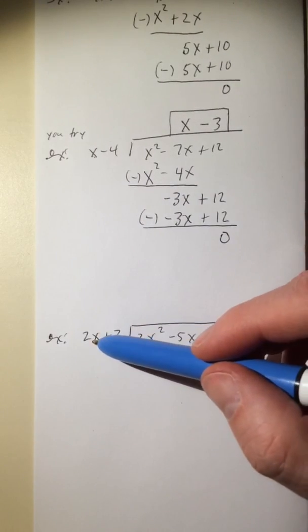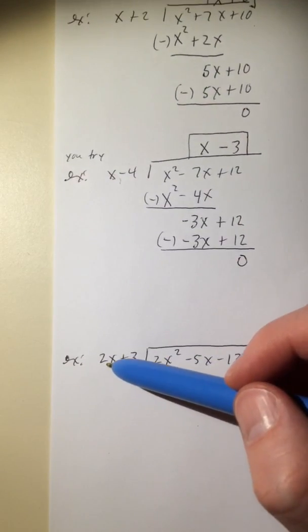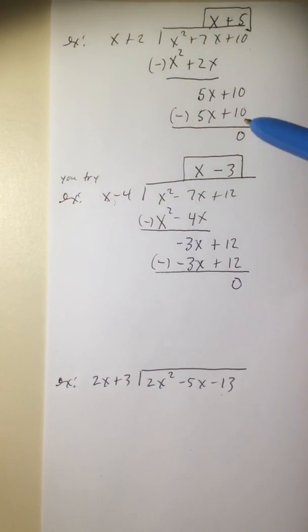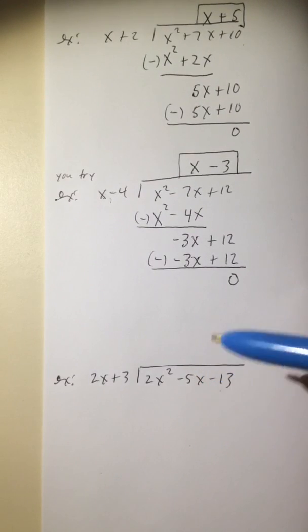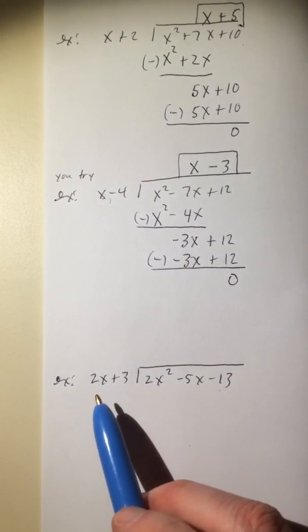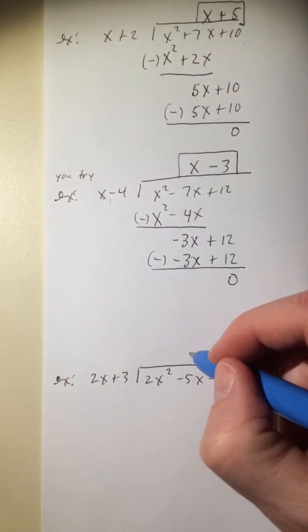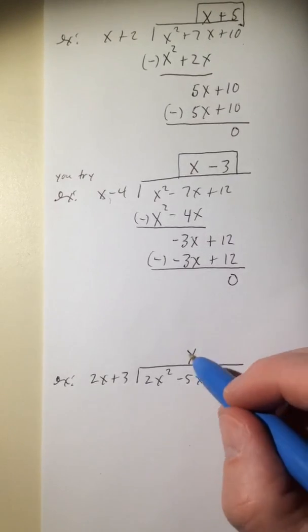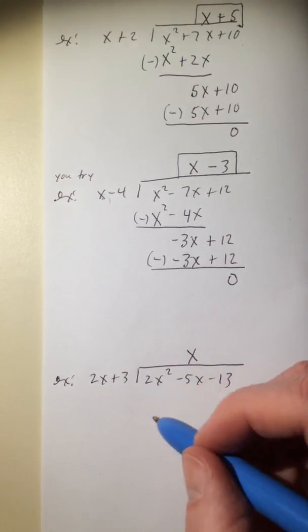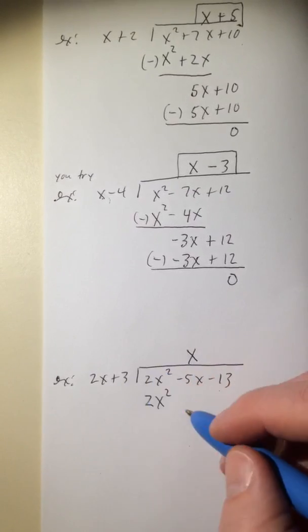So anyway, not all of these coefficients are going to be 1. In this case, we have 2. And we won't always come up with 0 as a remainder. In this case, we're going to have a remainder, and we're going to find out what that is in just a minute. Okay, same question. 2x times what makes 2x squared? Clearly, the answer is x. Then we multiply x by this stuff here. So x times 2x is 2x squared, and x times 3 is 3x.